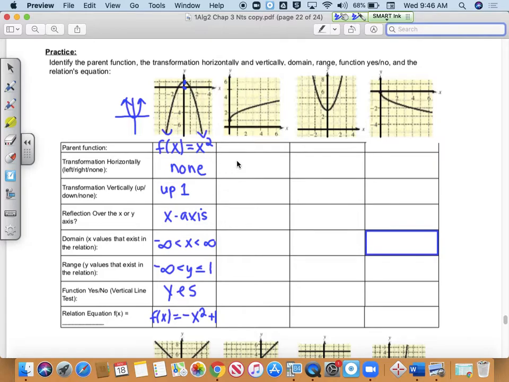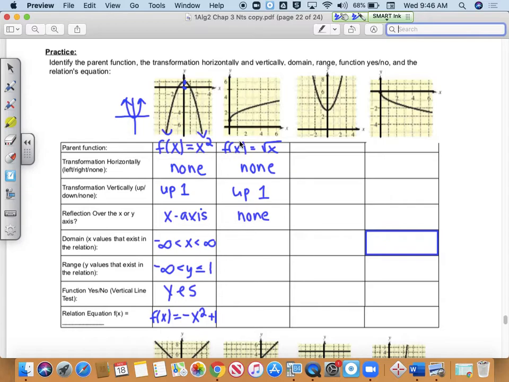I'm going to do the second one with you, and then I want you to try the third and fourth. So the second one, looking back at all of the different functions that I have, I know that the parent function for this one is f of x equals the square root of x. This one is not moved left or right, so this would be none. This is moved up 1 unit again, just like the first one was. This one's not reflected over the x or y axis.